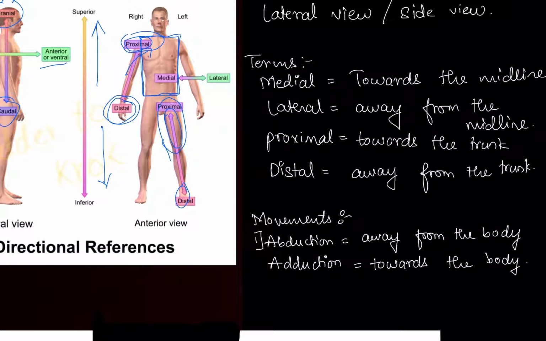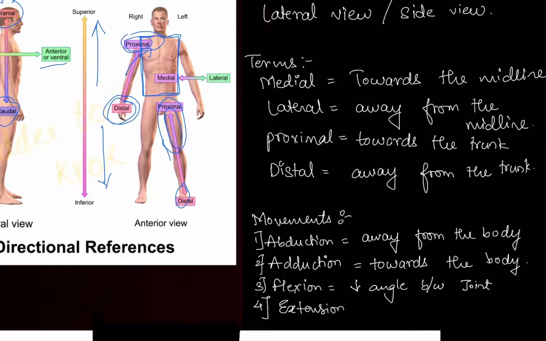Now flexion. Flexion is you're decreasing the angle. Decrease angle between a joint. BW is between, if someone doesn't know. Extension is increase in the angle.